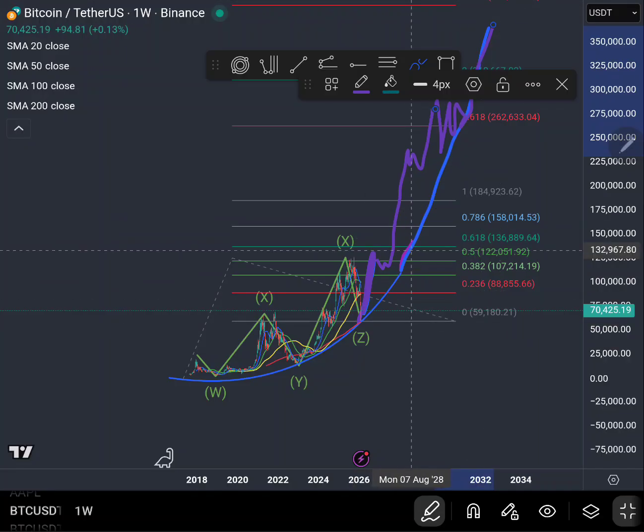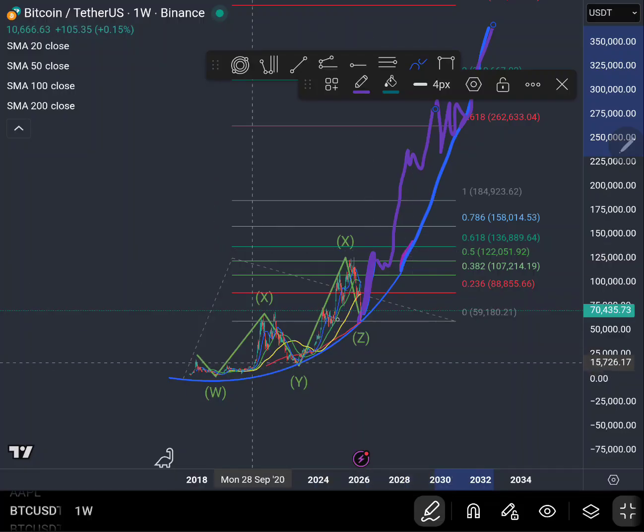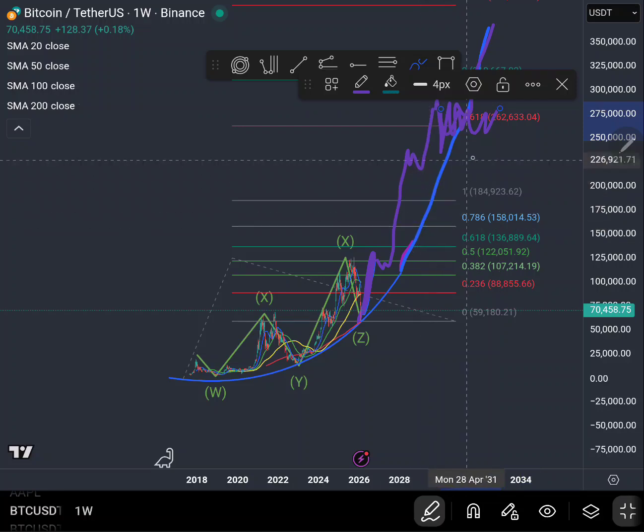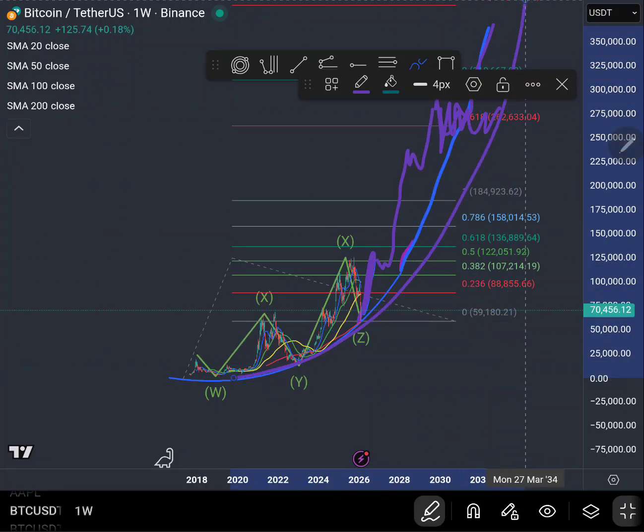It might break that curve when it gets to wave 4. It might come out a bit, but then it will follow a new curve. Whether it does that or not doesn't really matter at this point. I just want to see Bitcoin go up to 250,000.